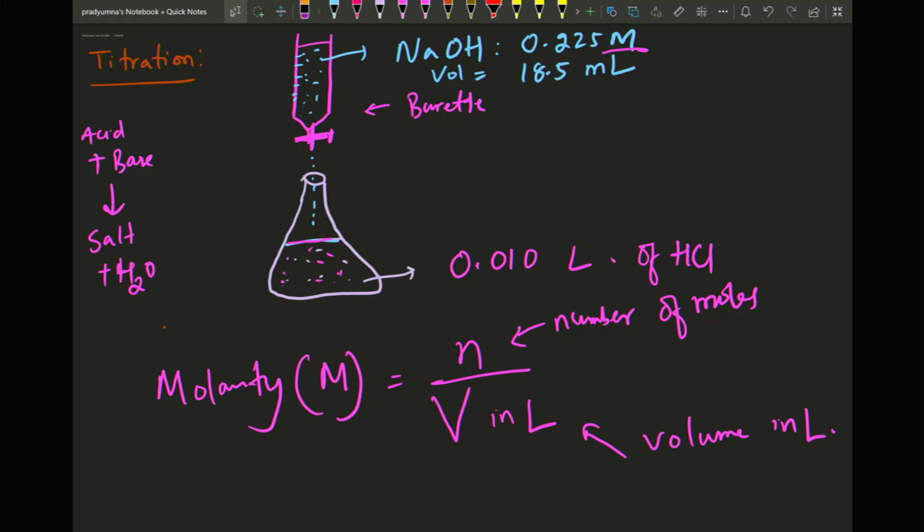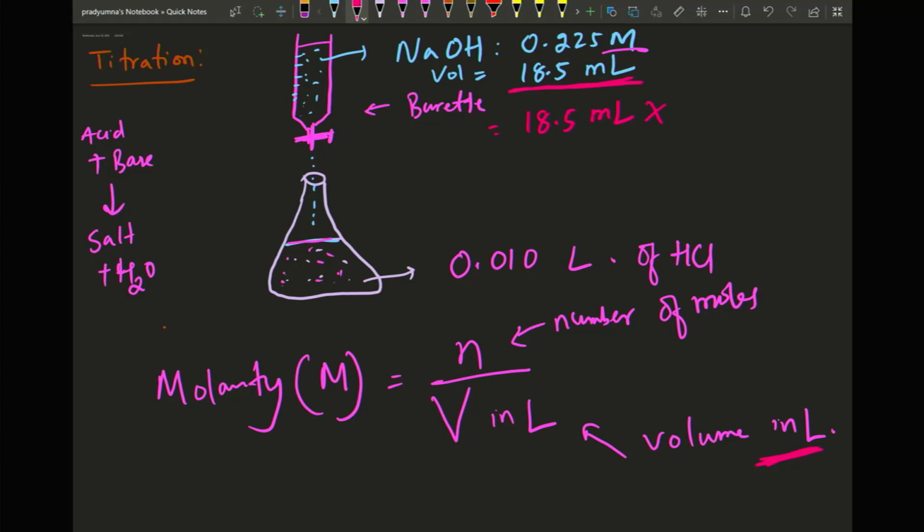All right. So we are getting there. Because we want our volume in liter, let's convert this 18.5 milliliter into liter. All right. So it's 18.5 milliliter.